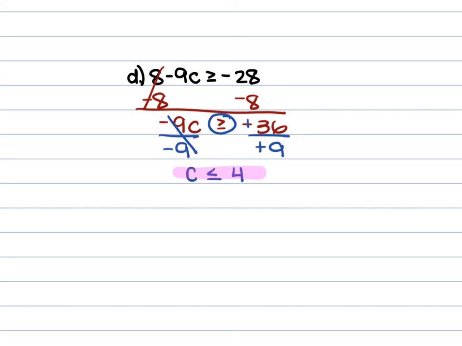When we go to graph this, we are going to have a closed circle on the 4. And our line is going to point to the left since our inequality sign points to the left, and our variable comes first in our inequality.